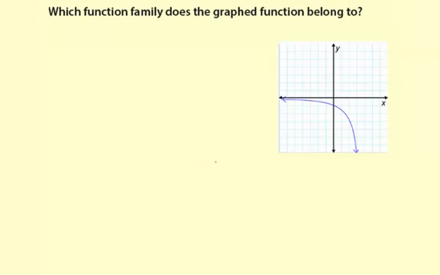Which function family does the graph function belong to? So looking at this function graph, it looks like as the x values go negative, the function values are approaching 0. And so you could say that 0 looks like it might be what's called the asymptote, or the value that the function approaches.